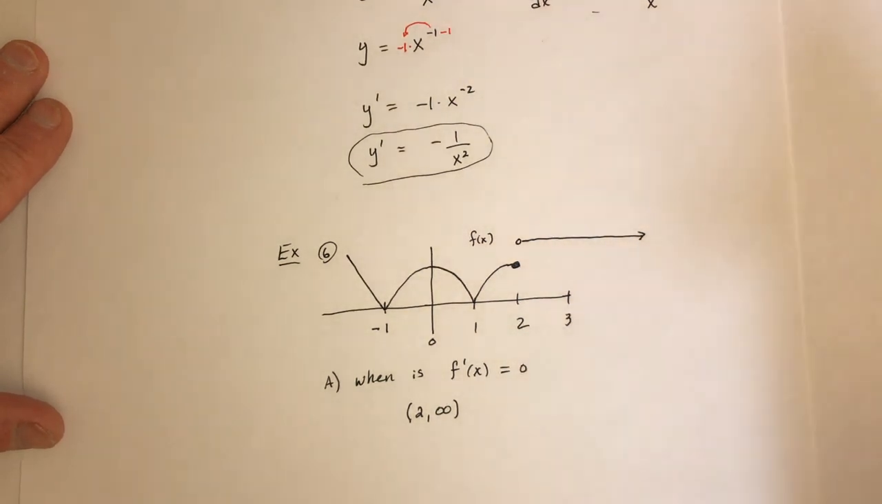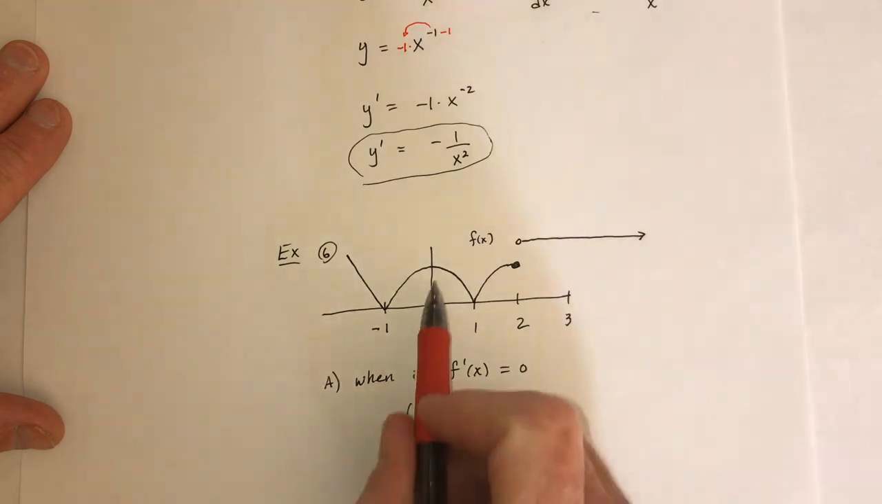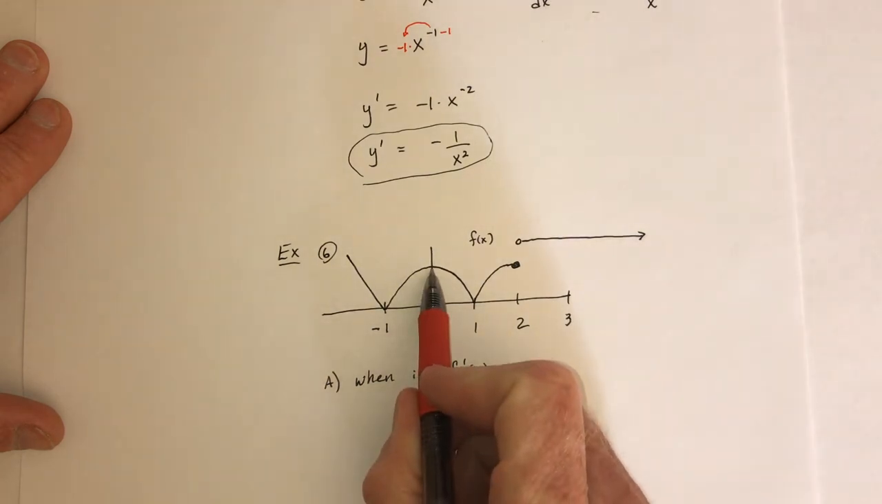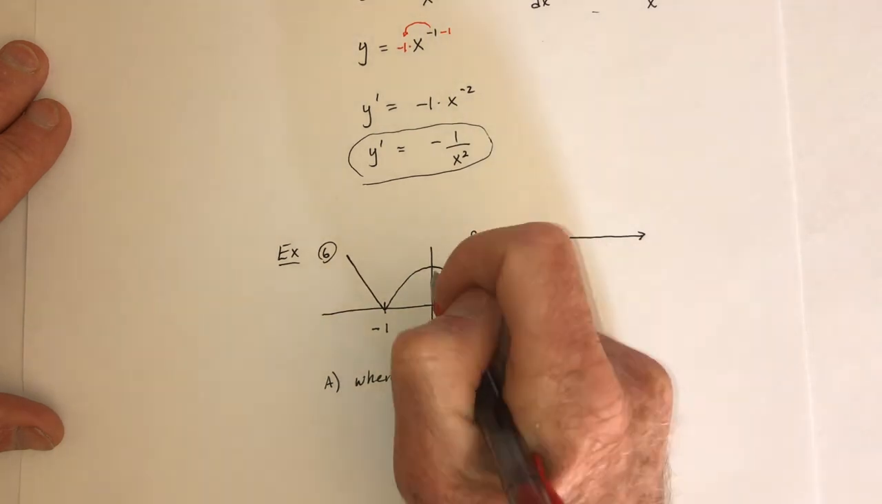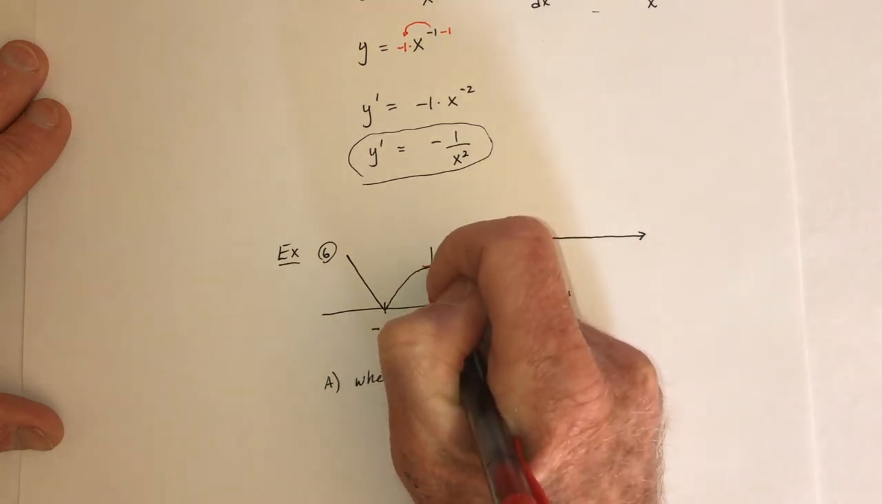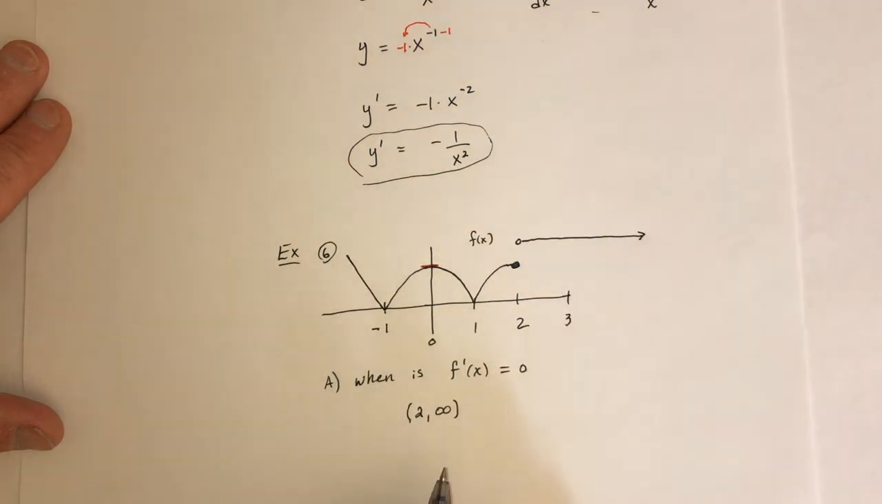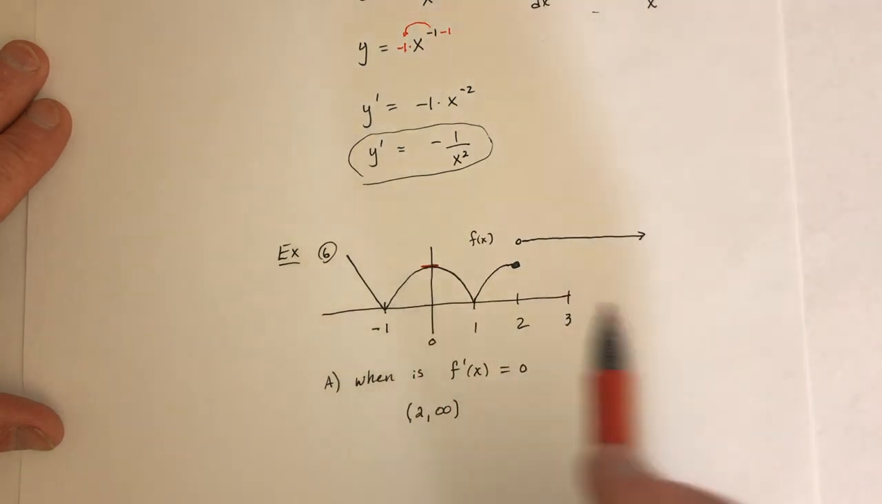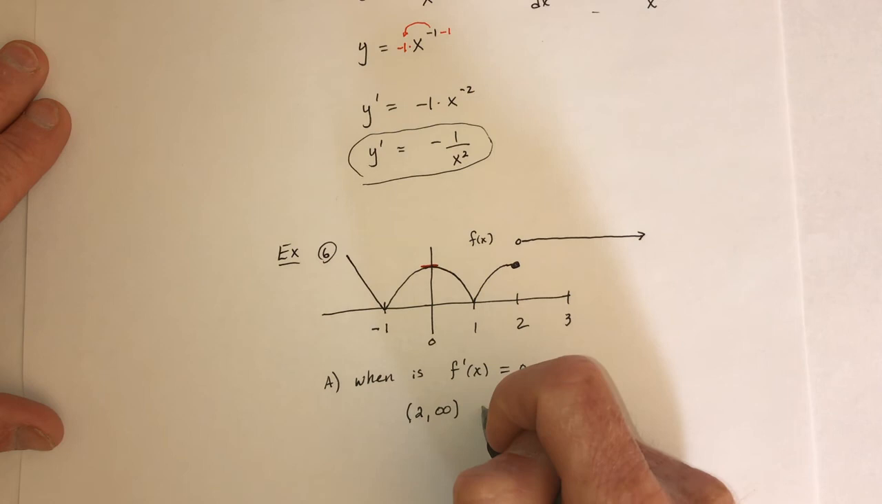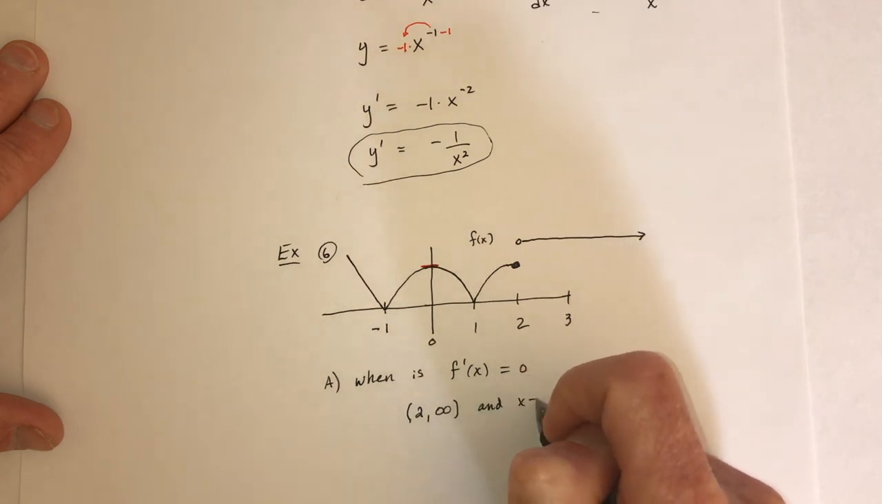Now there's another place where the derivative equals 0, and that's right here at the top of this hill. Sort of like when we did the parabola and found out the derivative equals 0 at the maximum. So right here, the tangent line would look like this. That's horizontal, so the slope is 0. So also x equals 0.